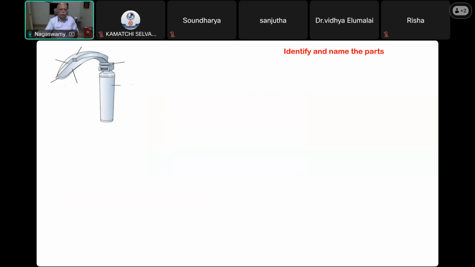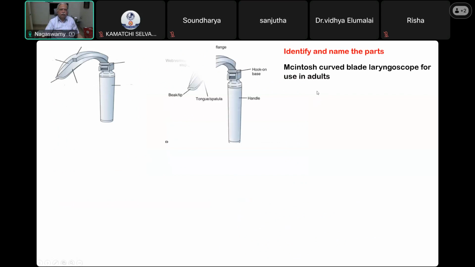Can you name the parts that have been marked here with the line? It consists of, starting from the flange, a handle, the tongue, the light blade source, the entire thing. This is the hook on for the base. So what is the tip called? The name for the tip. This is a Macintosh curved blade laryngoscope for use in adults. So the parts are the big tip, and the whole thing is called the flange.